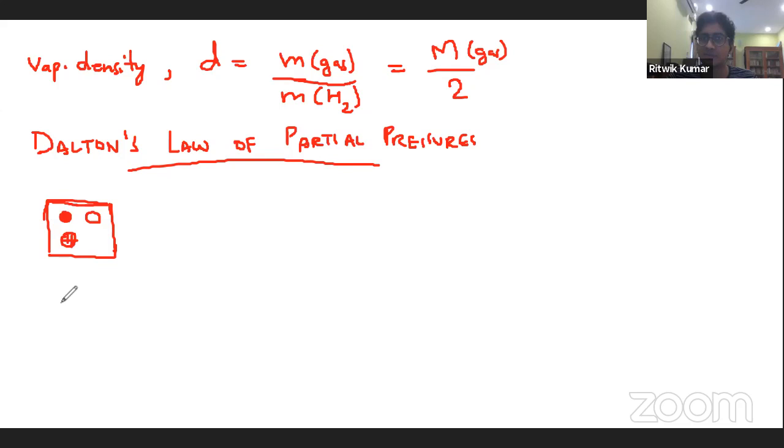So this exhibits a pressure. Let's call it P total. What Dalton's law states is that the total pressure exerted by a mixture of gases is equal to the partial pressures exhibited by each individual gas. So what he's suggesting is that it's an additive summation of the different pressures associated with each of their molecules.